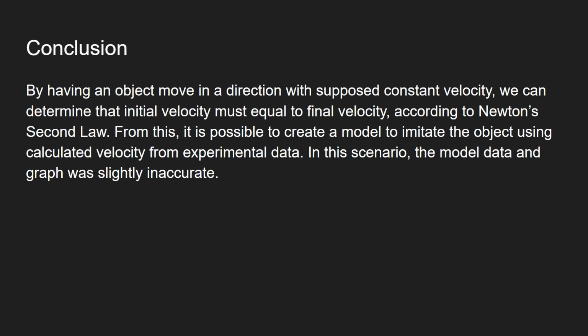In conclusion, by having an object move in a direction with supposed constant velocity, we can determine the initial velocity must equal the final velocity according to Newton's second law. From this, it is possible to create a model to imitate the object using calculated velocity from experimental data. In this scenario, the model data and graph was slightly inaccurate.